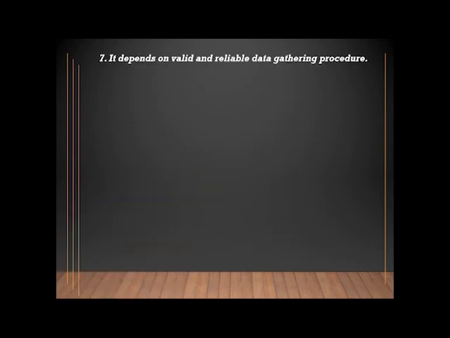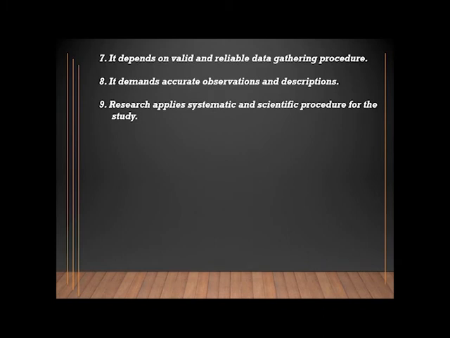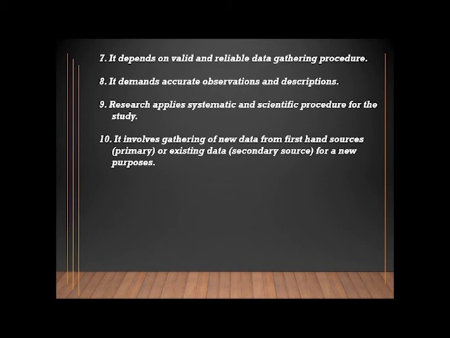Next, it depends on valid and reliable data gathering procedure. It demands accurate observations and descriptions. Research applies a systematic and scientific procedure for the study. It involves gathering of new data from first-hand sources or existing data, that is primary or secondary source, for new purposes. It is based on carefully designed procedure with rigorous analysis.